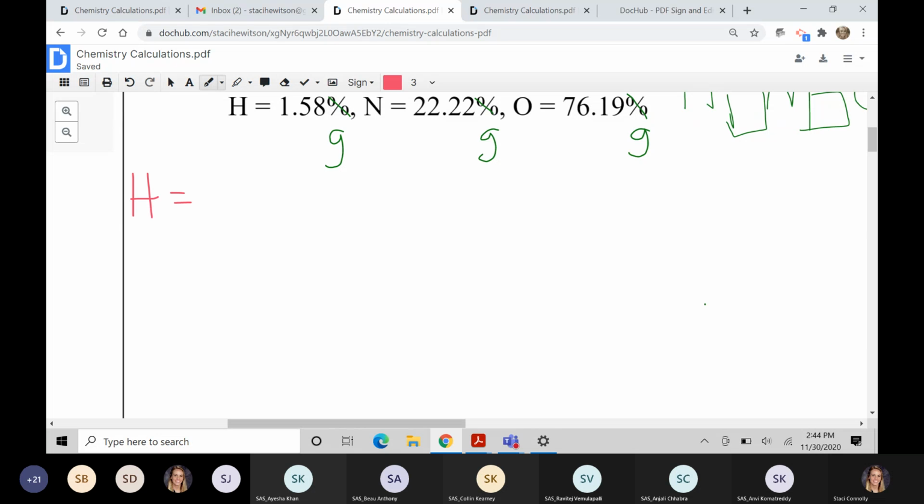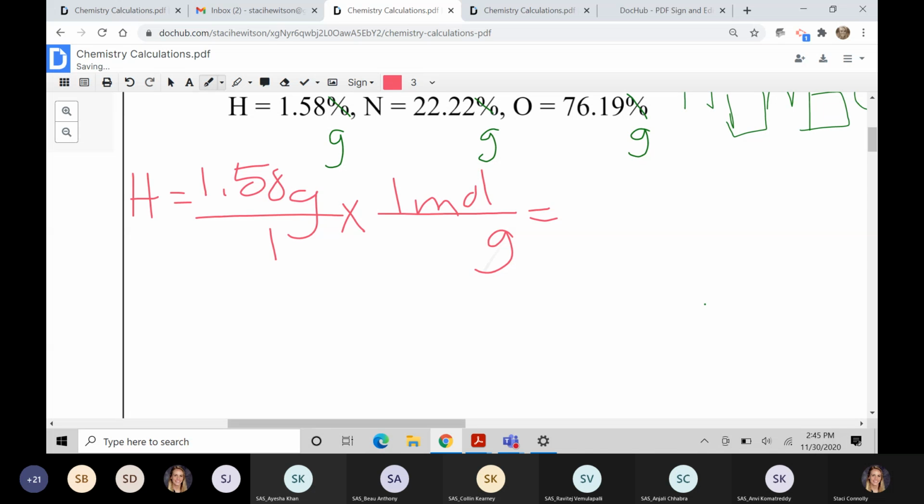We have 1.58 grams of hydrogen. Let's take it and put it over 1. And we're going to change it into moles. So the way we do that is like this, because we want our grams to cancel. And remember, G for grams reminds us to go to the periodic table.